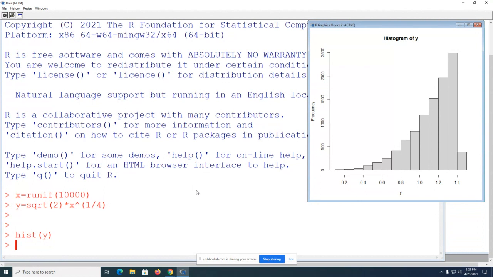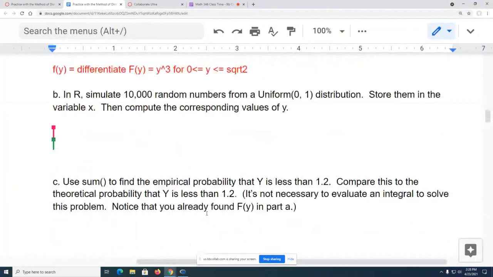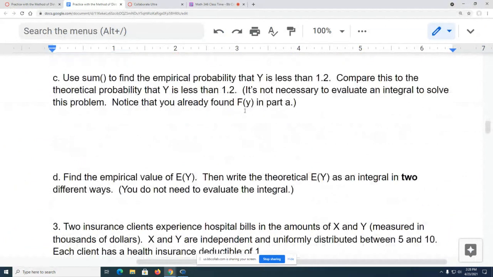So this is actually how many computer programs generate random numbers according to different distributions. Someone will write code to generate uniform random numbers between 0 and 1, and then they use this process to convert those into other distributions that the program might need. Kyle, would you switch back to the Google Doc and scroll down to the next problem for us? So try using sum to find the empirical probability that y is less than 1.2.